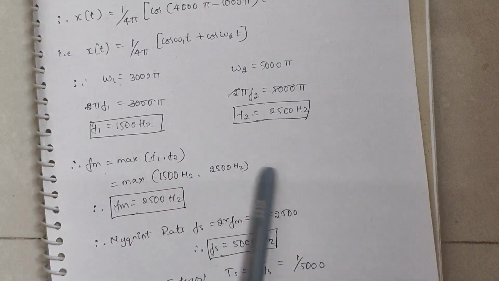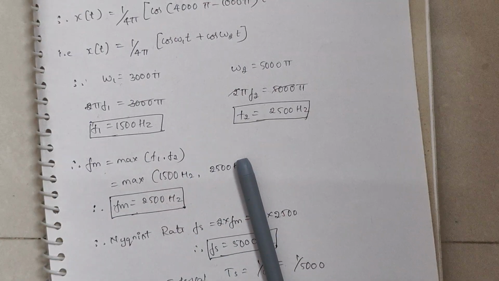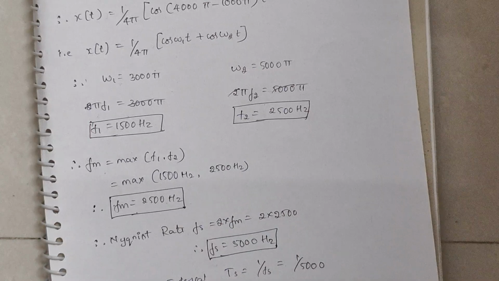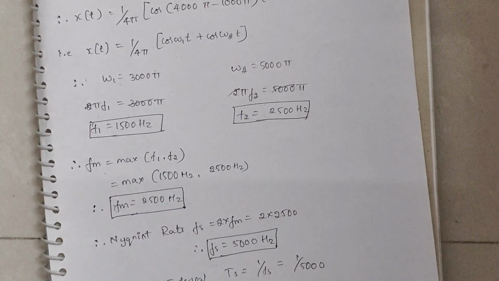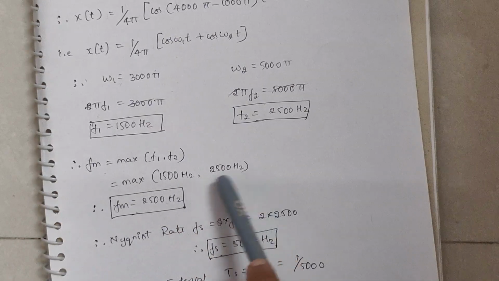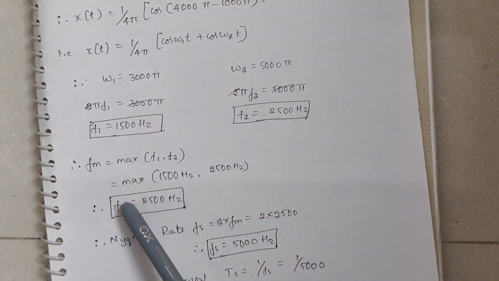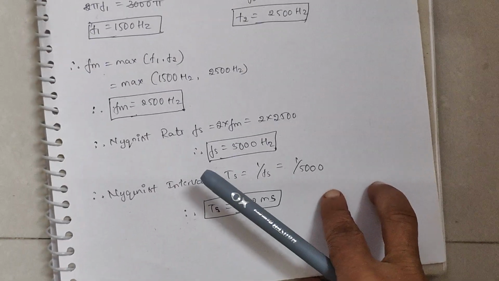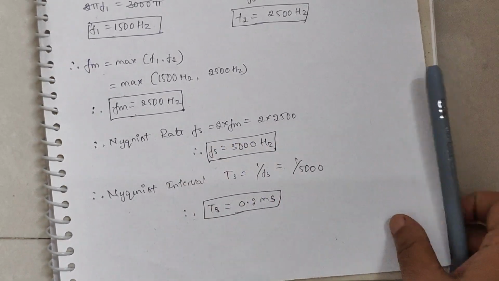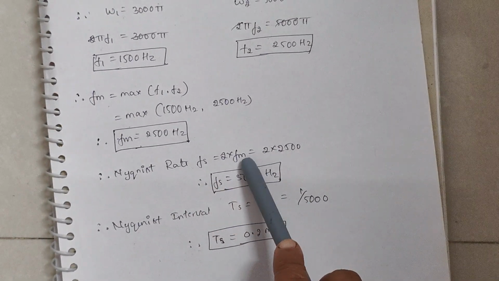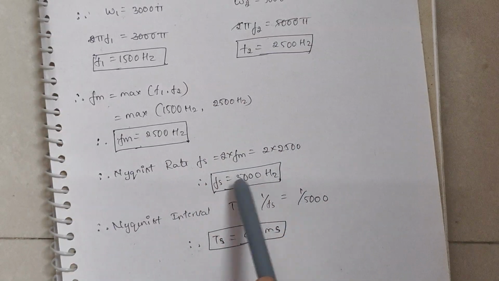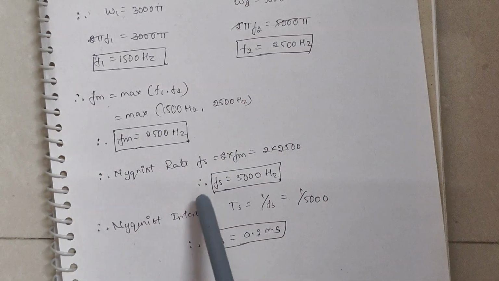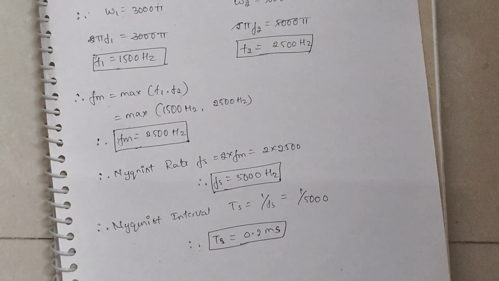So, now in F1 and F2, which is the highest frequency component? F2, that is 2500 Hertz. So, the maximum of F1 and F2, that is 1500 comma 2500 Hertz. Fm is 2500 Hertz. Fm is the highest frequency. Now, we can find out Nyquist rate. Nyquist rate, Fs is equal to 2 into Fm. So, 2 into 2500, Fs is 5000 Hertz. That is Nyquist rate, 5000 Hertz or 5 kilohertz.